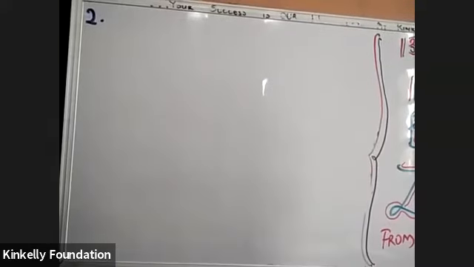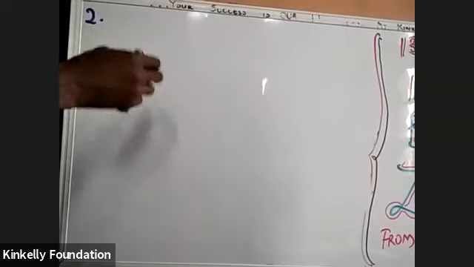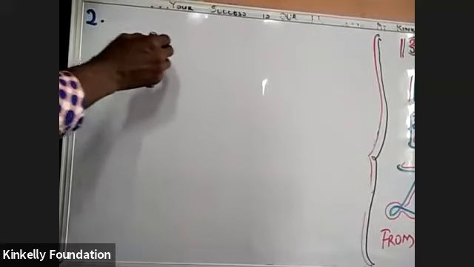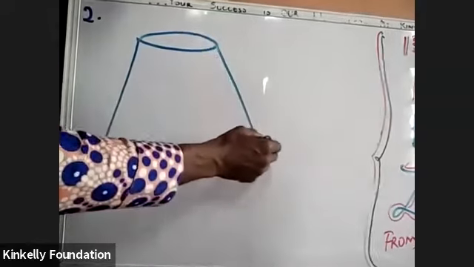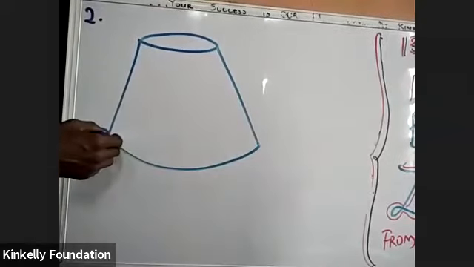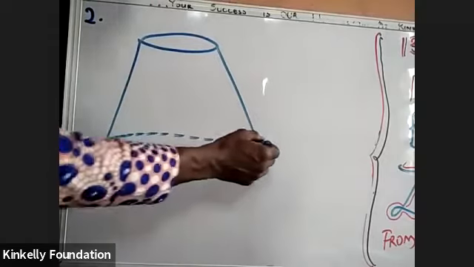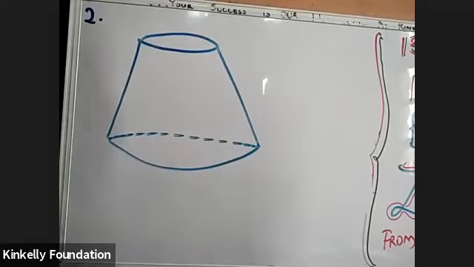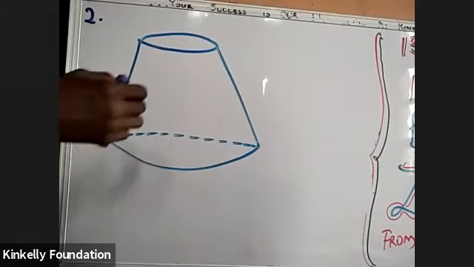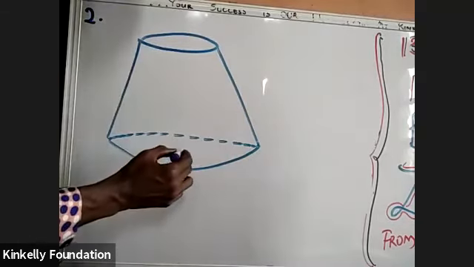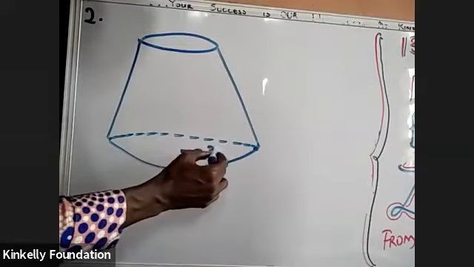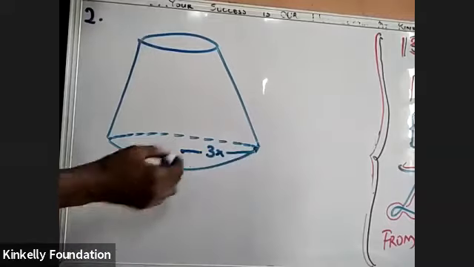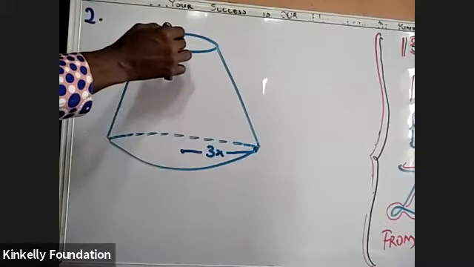In the second question, see that the lampshade is in the form of the frustum of a cone. This is a lampshade in the form of a frustum of a cone. The bottom radius is twice the top radius, which means that the bottom radius, from here to this point, is 3 times the top radius. So here we now give it x.